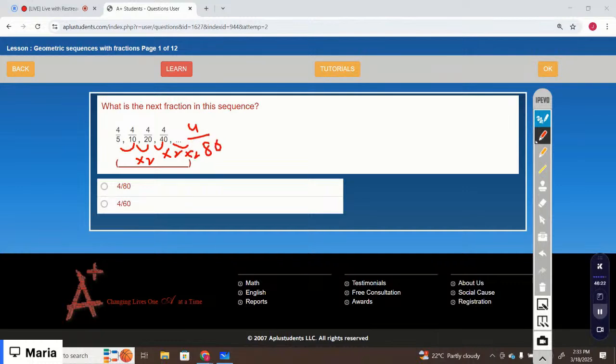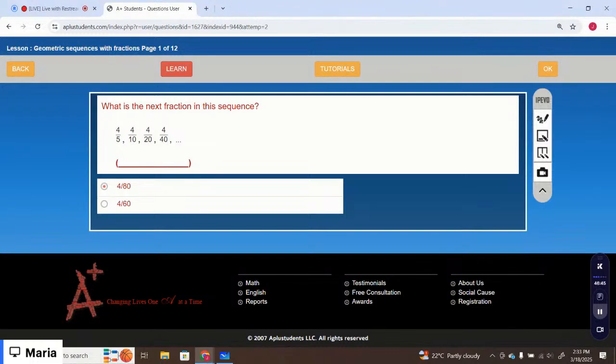If you have to either add or subtract in the numerator or denominator to get the next fraction, then that would be the arithmetic sequences. But if you have to multiply or divide, then that would be the geometric sequences. So here we have multiplied, that would be the geometric sequence. The correct option is 4 over 80.